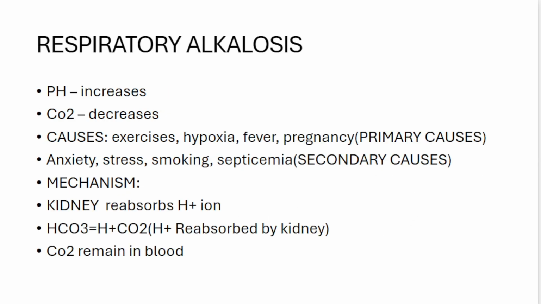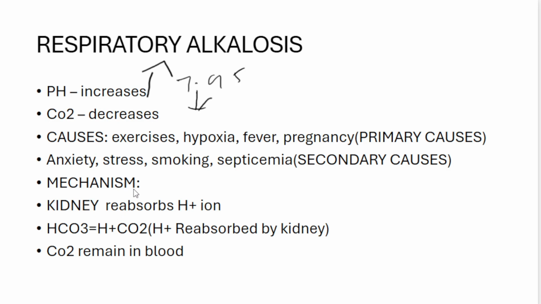Next we will discuss respiratory alkalosis. Alkalosis means pH will increase to more than 7.45 and CO2 decreases. This condition happens with exercise, hypoxia, fever, pregnancy. These are all primary causes, and secondary causes are anxiety, stress, smoking, septicemia. These also cause respiratory alkalosis.